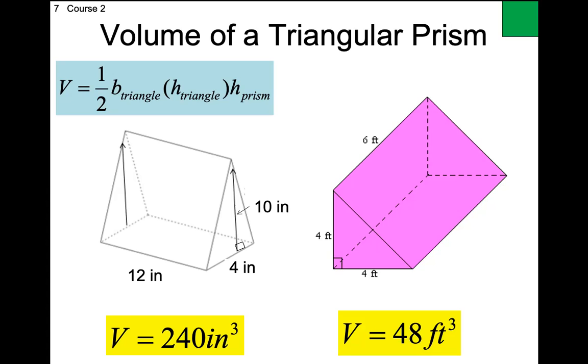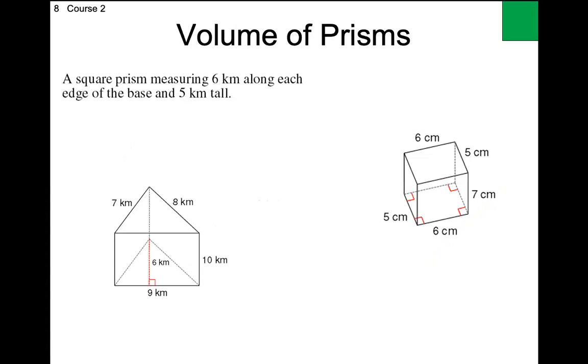But I would rather you remember its base area. In this case, it's a triangle, so 4 times 10, times your 12, then divide by 2. All right. That makes sense.